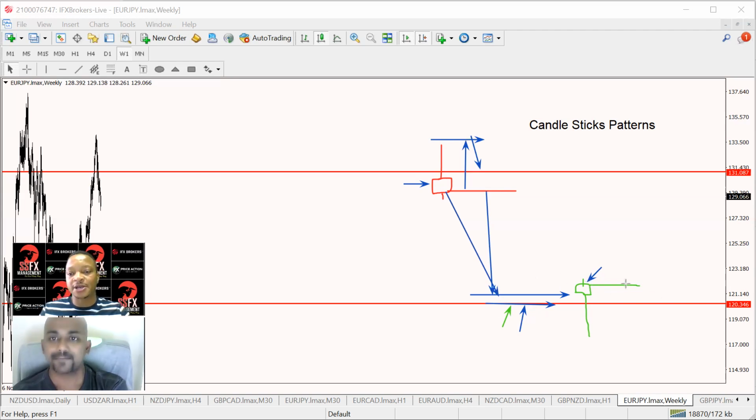If you're buying here, obviously your stop loss should be below this. When you place it, look at how I place it. Don't touch that pin bar. When you are in here with the buy and price reaches this level, that's your take profit.